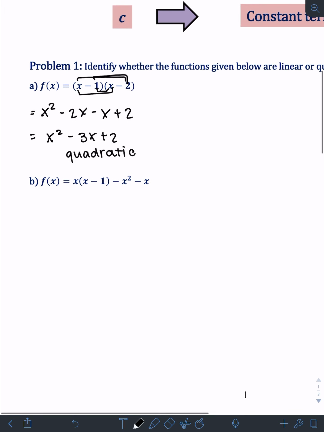So for b, we're going to distribute this x, so I get x times x is x squared, and x times negative 1 is negative x, and then I have minus x squared minus x. Since I have a positive x squared and a negative x squared, they go away, and I'm left with negative 2x. So that means this is linear.